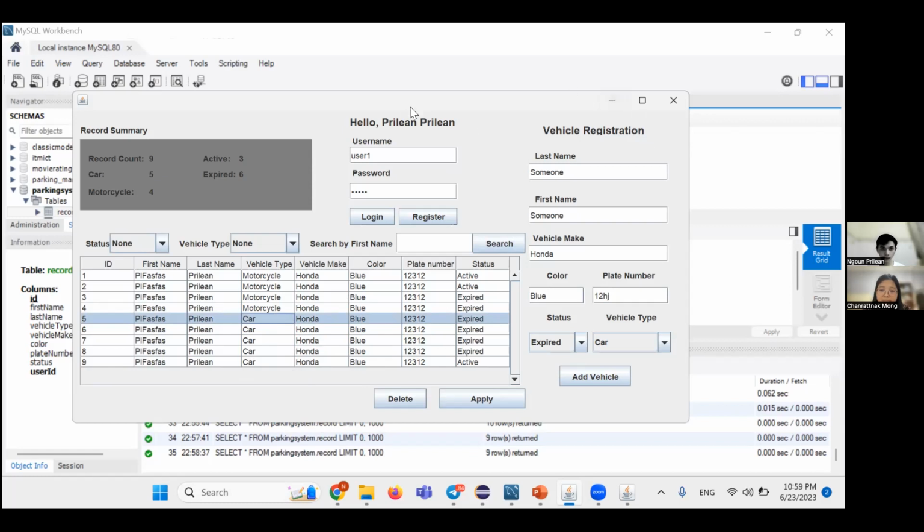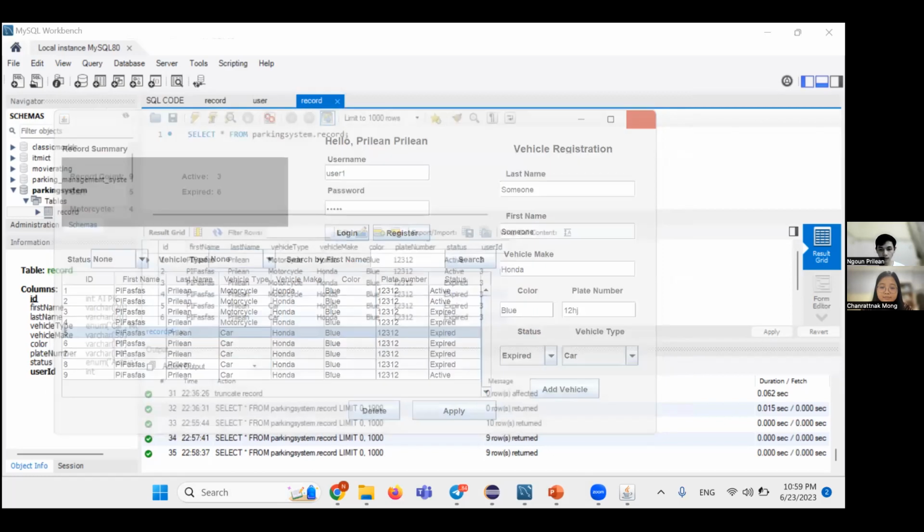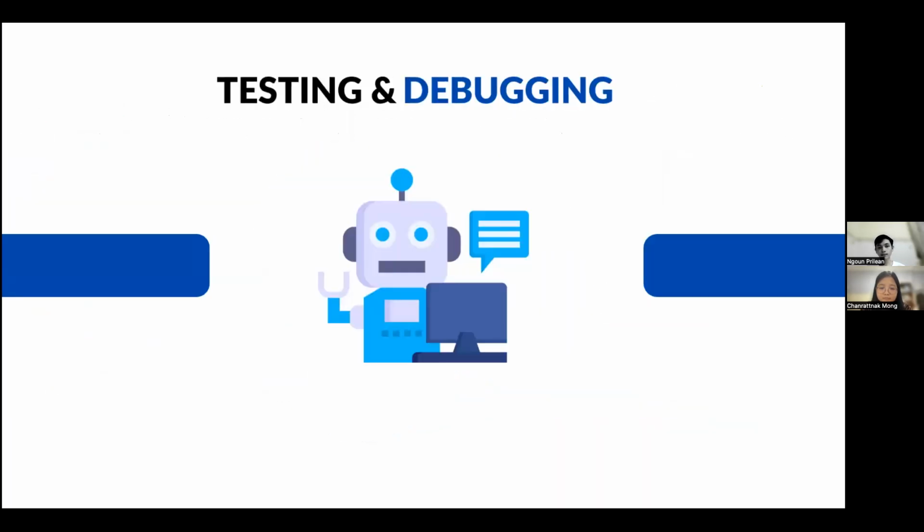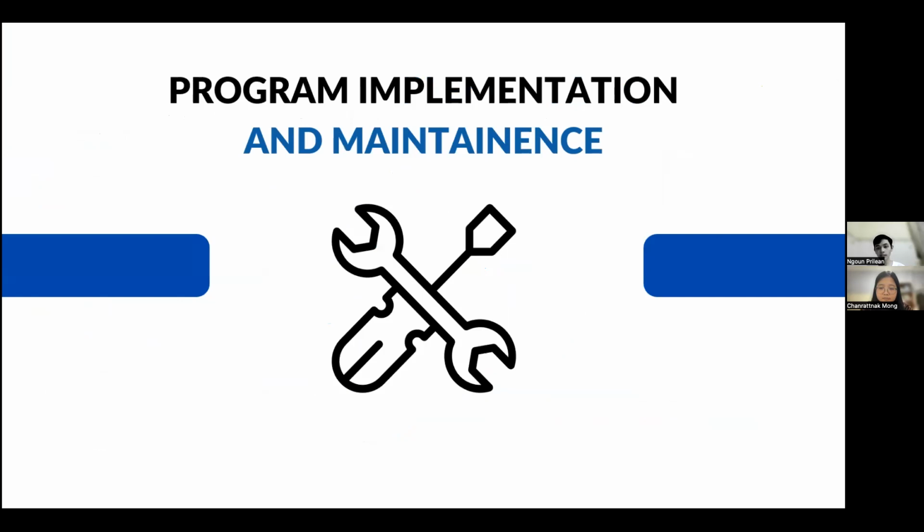So that is all for the application. Moving on to the last part, which is testing and debugging for the program implementation and maintenance. Right now the application is focusing on a parking management system, but we try to be flexible. If in the future users want to keep track of their records on other things, we can also modify the application to keep track of all those things.